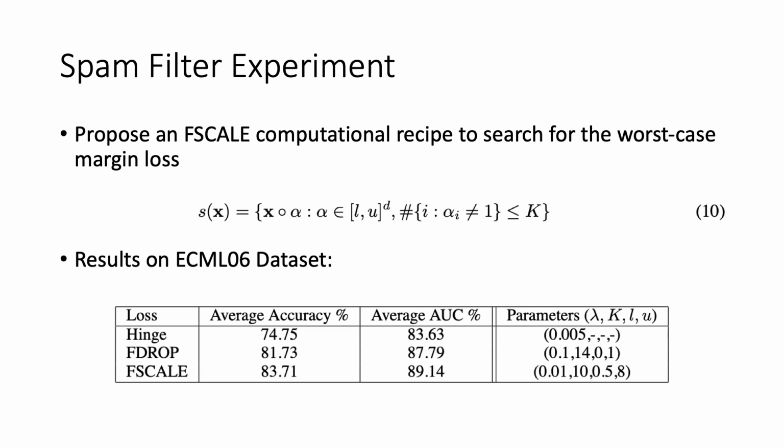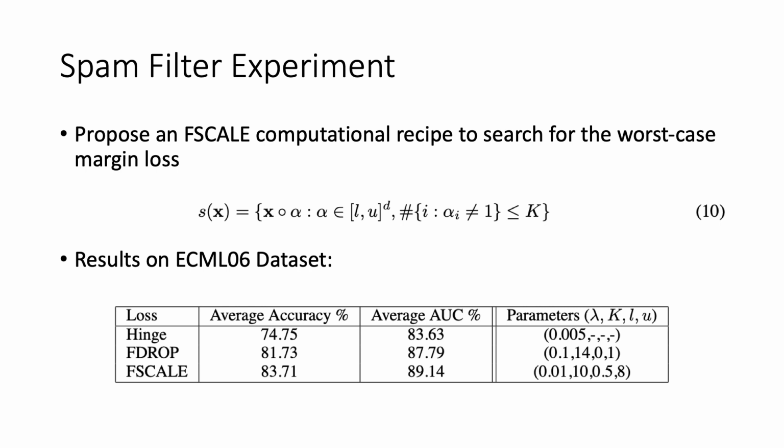So the second experiment they did was a spam filtering experiment. They proposed this algorithm called F-scale. It's a computational recipe that searches intelligently for worst case margin violators. The full version is in the paper, but the quick version is here. Essentially what it lets you do is scale a word either up or down and make letter shifts up to a budget K. They performed this on the ECML dataset, which is just an email spam dataset from a competition in 2006.